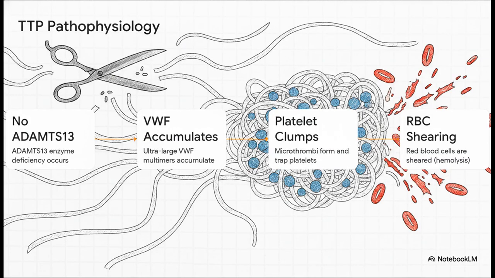So how does this actually trigger a molecular disaster? Well, think of ADAMTS13 as a pair of molecular scissors. Its one and only job is to snip up these massive, sticky nets made of a protein called von Willebrand factor, or VWF. Step 1, you lose the scissors. Step 2, without them, these ultra-large VWF multimers just pile up in the bloodstream. Step 3, passing platelets get snagged in these giant, uncut nets, clumping together to form microthrombi. And finally, Step 4. As your red blood cells try to squeeze past these microscopic traffic jams, they are literally sheared and broken apart. That right there is the core engine of TTP.